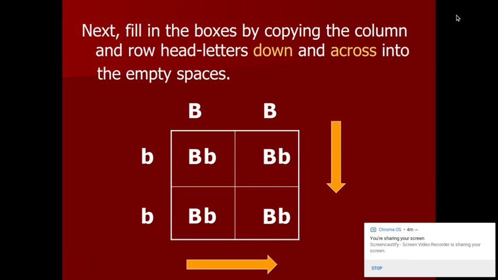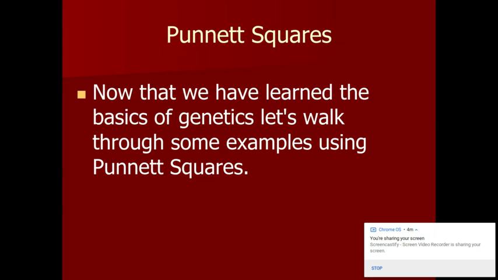And what you notice, which is pretty interesting here, is that when we have a homozygous dominant and a homozygous recessive, 100% of the offspring are going to have a heterozygous genotype. Very interesting. Okay, let's walk through some examples here.